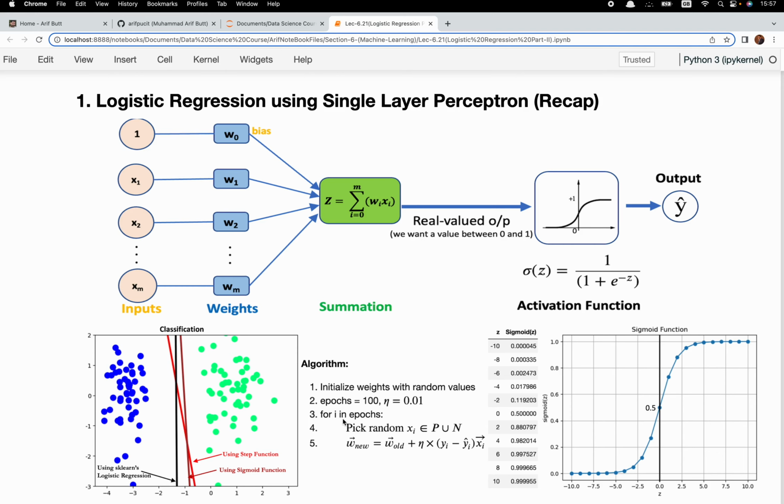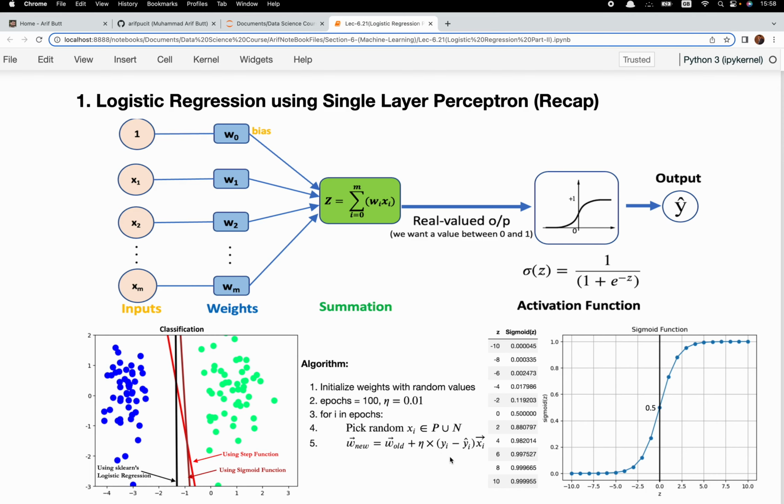In each iteration of the loop, we pick up a data point or observation at random from the positive or negative region, that is, belonging to either class 1 or class 0. And this line 5 is actually where the magic is happening, that is, the weights are being updated. Well, in case of a step function for a correctly classified point, this yi minus yi hat will be 0. So this second term becomes 0 and no update occurs. However, in case of a misclassified point, this yi minus yi hat will either be a positive one or a negative one, so weights will be updated.